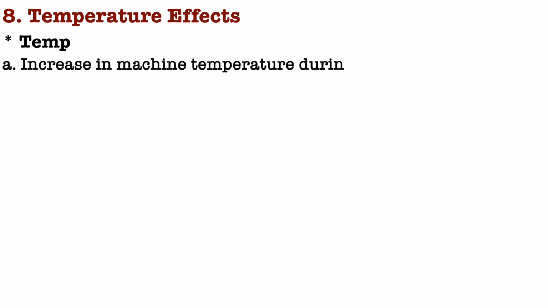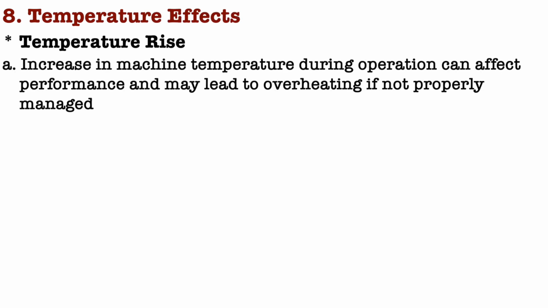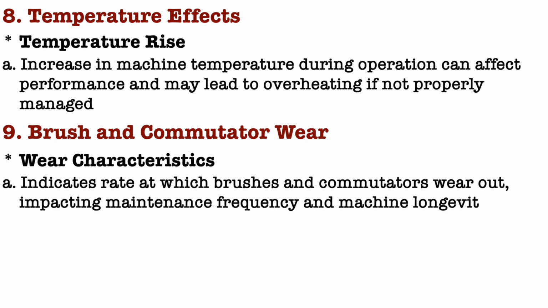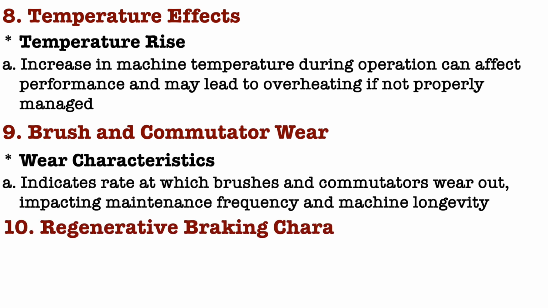Next is temperature effects. When the machine is in operation, there is an increase in temperature which affects the performance and can lead to overheating if the temperature rise is not properly managed. Then comes our brush and commutator wear. The wear characteristic shows the rate at which brushes and commutators wear out, which affects the maintenance and the longevity of the machine. The last one is our regenerative braking characteristics.